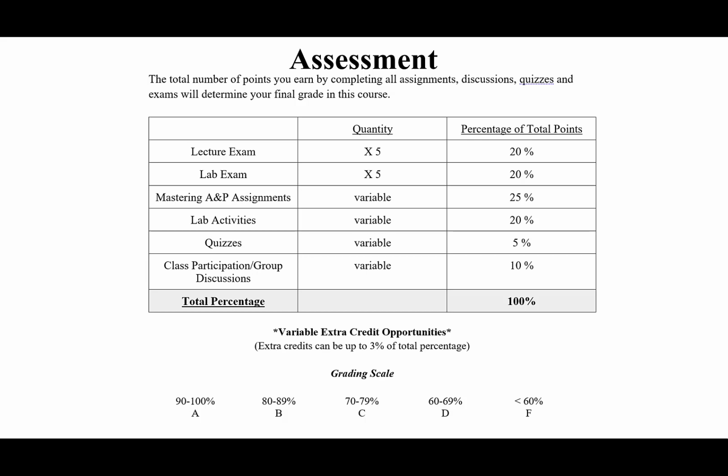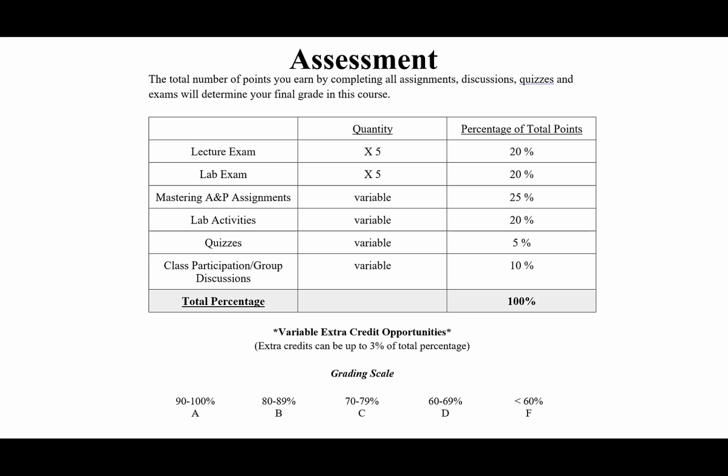Regarding your homework, you have Mastering A&P assignments. This divides up into homework assignments and dynamic assignments. See my Canvas and Mastering A&P tour for details on this. In that video, I went over Mastering A&P and showed you the assignments and the difference from dynamic assignments.